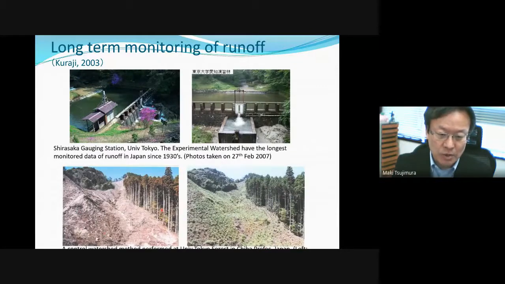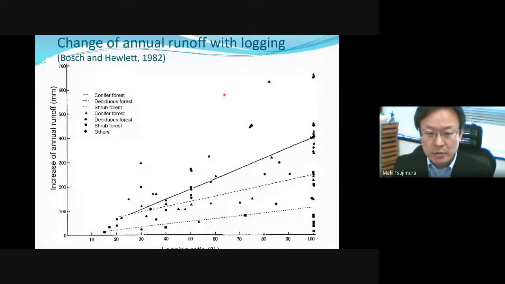The left photograph shows soon after logging, and the right photograph shows a few years after logging. Okay, and they compare the stream flow generation between the treatment watershed and control watershed on the right. Okay, so anyway, monitored water runoff data is very important to perform this kind of experiment using an on-site field. Okay, so this is a result.